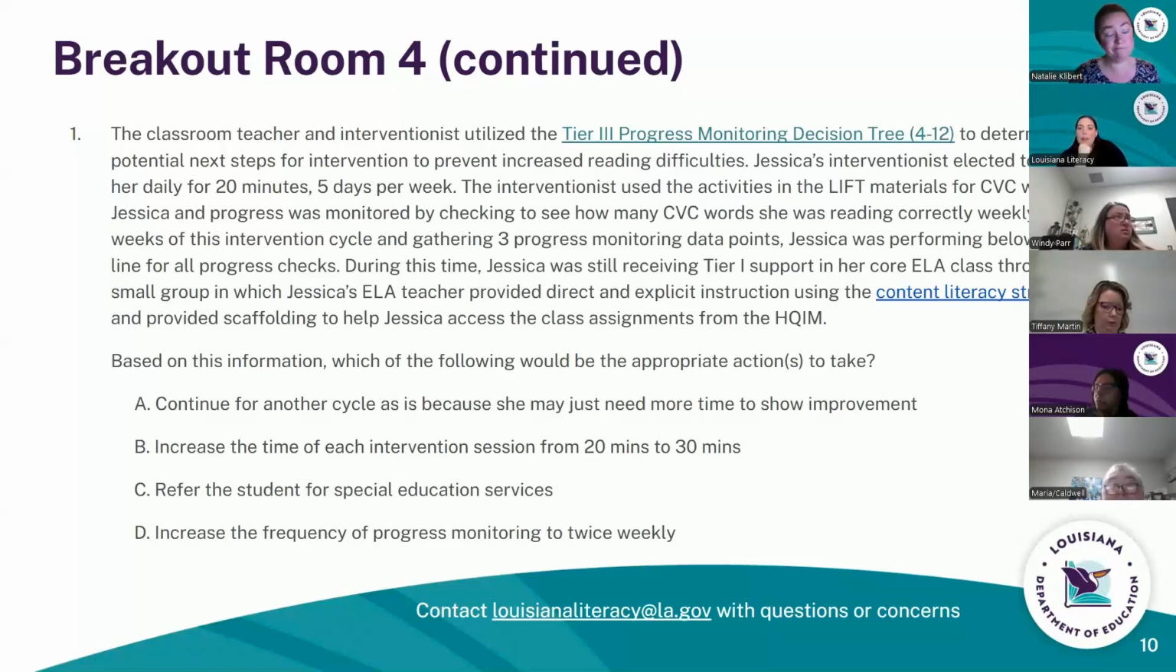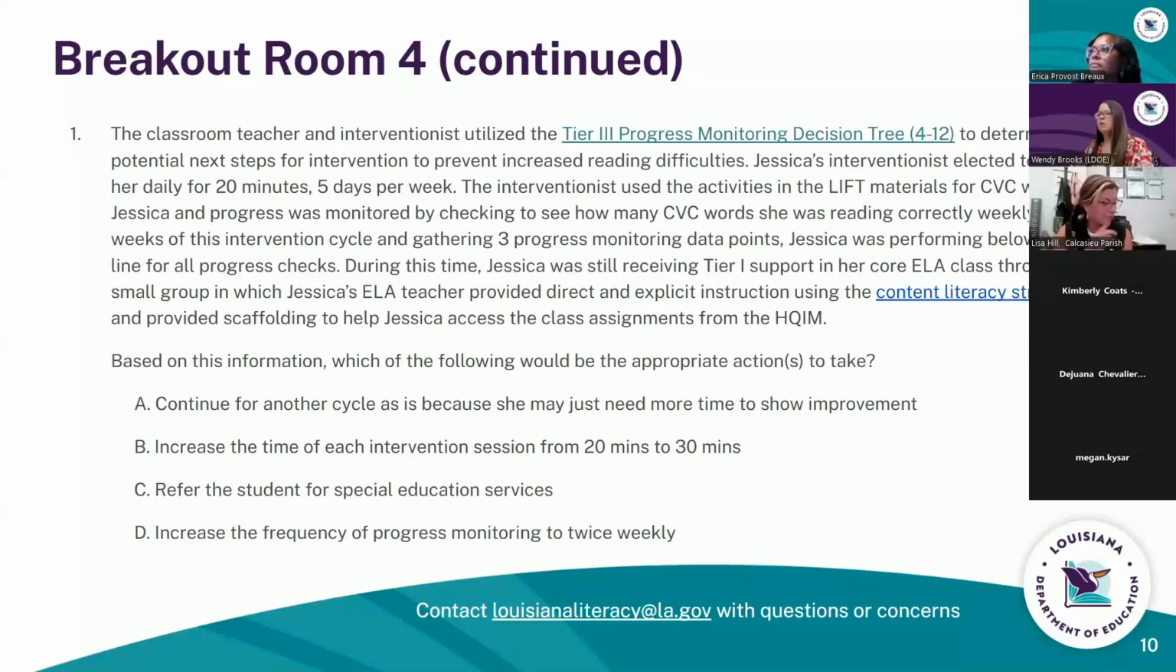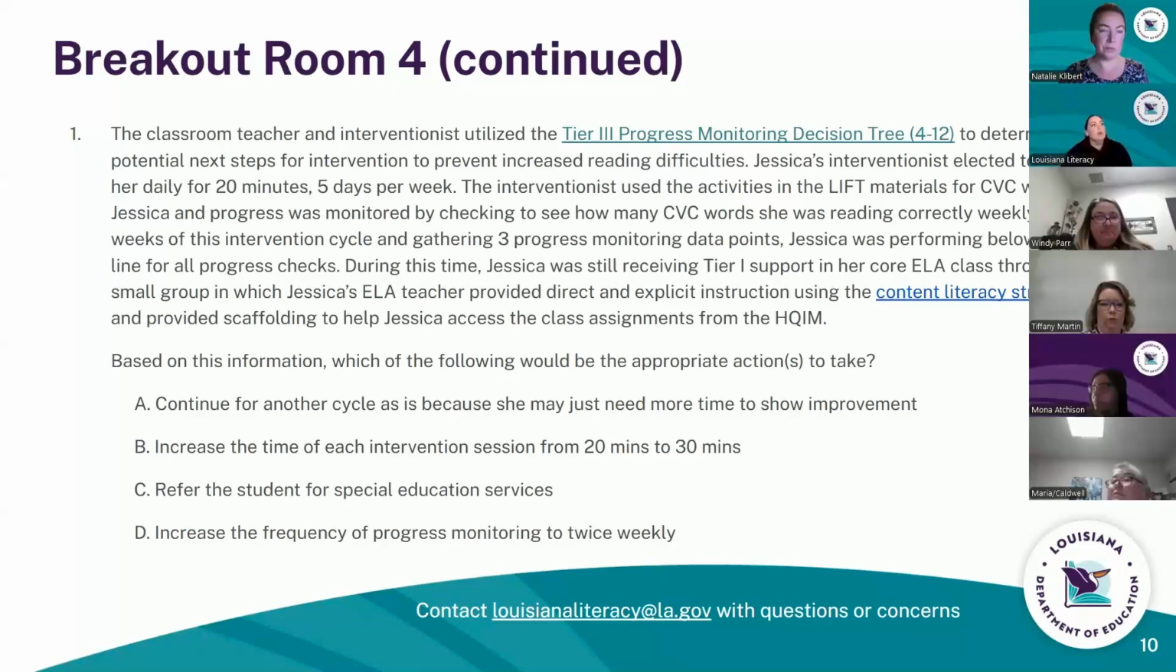Okay. Thank you, Natalie. The next one was a multiple choice question after you were given some more information about how Jessica was doing once she got into her intervention cycle. So based on that information, which of the following would be appropriate actions to take? And I apologize for the confusion on this question, because it looks like there should be more than one correct answer because it's check boxes, and I don't think I meant to make check boxes on there. But there was only one correct answer for this one.